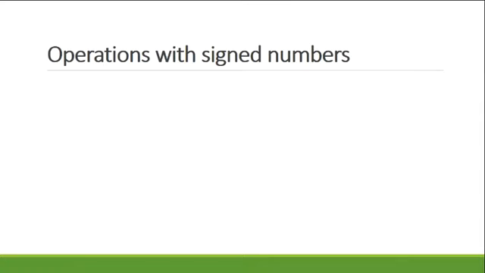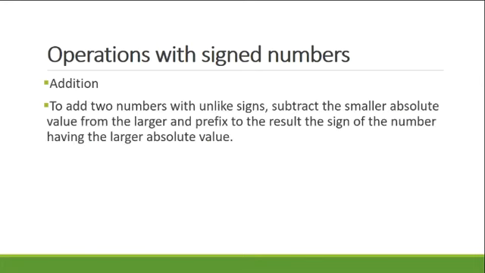Operations with signed numbers. In addition, to add two numbers with unlike signs, subtract the smaller absolute value from the larger and prefix to the result the sign of the number having the larger absolute value.